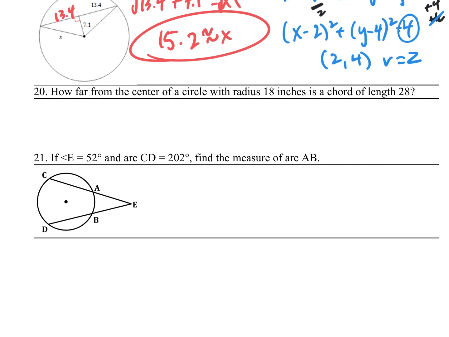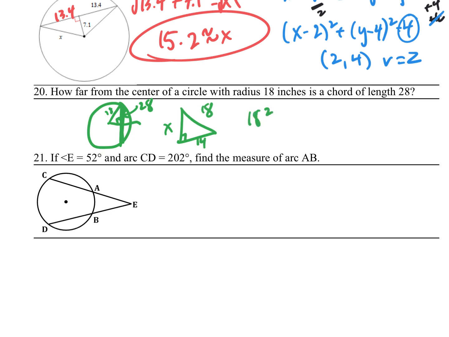On the next one, it's the same type of question, but there's no picture this time. So we are going to make our own picture. So we have a circle. How far am I from the center? With a radius of 18 and a chord length of 28. So this is 18. This would be 28. Right angle, this whole thing would be 28. So that means I would have a right triangle where the hypotenuse is 18. This is 14, and I'm trying to find the length.